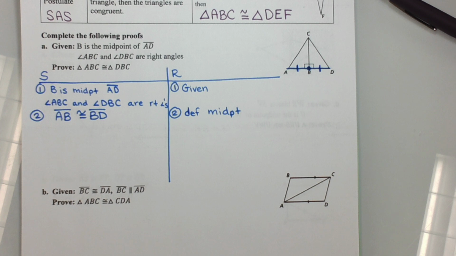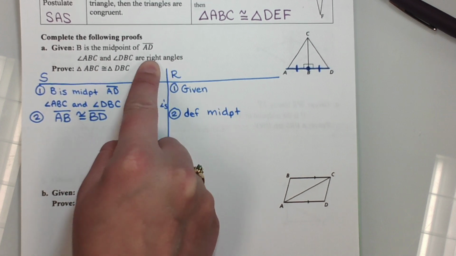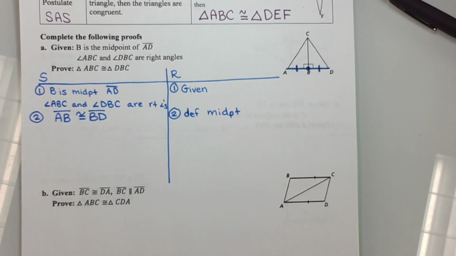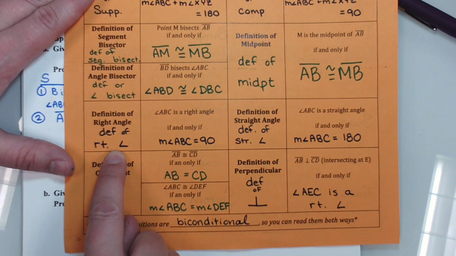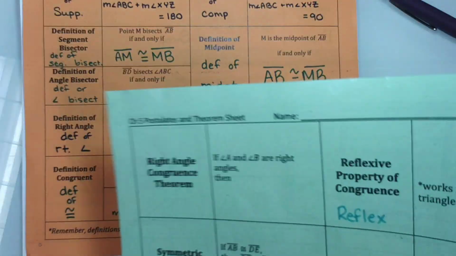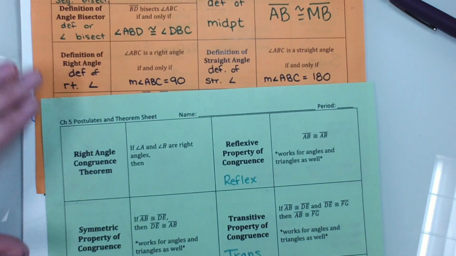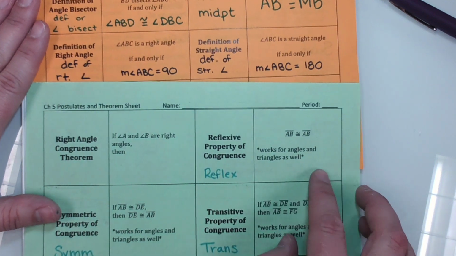If I don't know what to do next, I go back to my 5 things. Do I have words I haven't taken care of? Yeah. Right angles. Where does right angles show up on our 3 postulate sheets? And the answer is in 2 different places. It's not on the yellow one. Right angle shows up in the orange one as the definition of right angle. It also shows up on the green one, in the right angle congruence theorem. Which one I should use depends upon the situation.